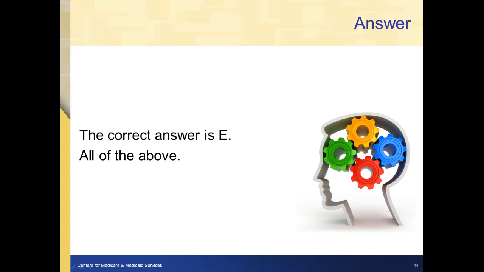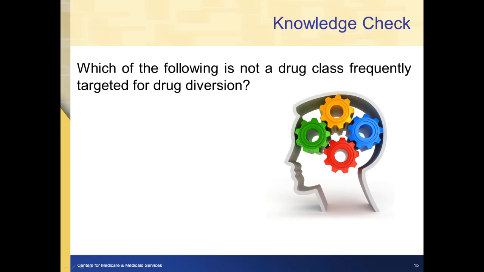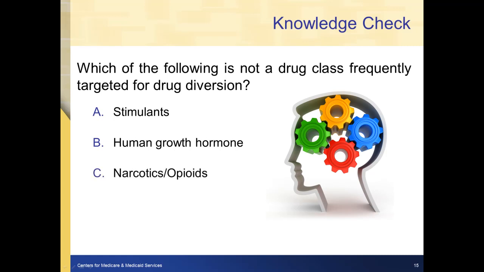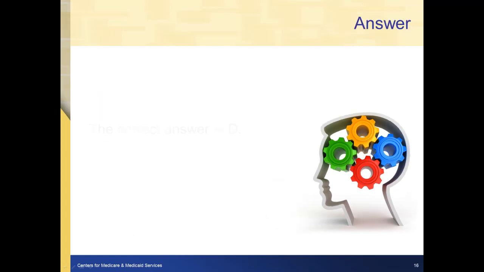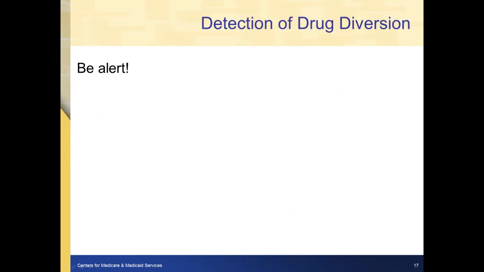All of the above. Which of the following is not a drug class frequently targeted for drug diversion? A. Stimulants. B. Human growth hormone. C. Narcotics and opioids. D. Antibiotics, or E. Central nervous system CNS depressants? The correct answer is D. Antibiotics.